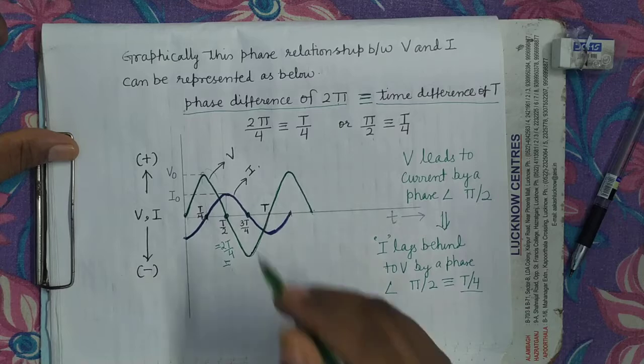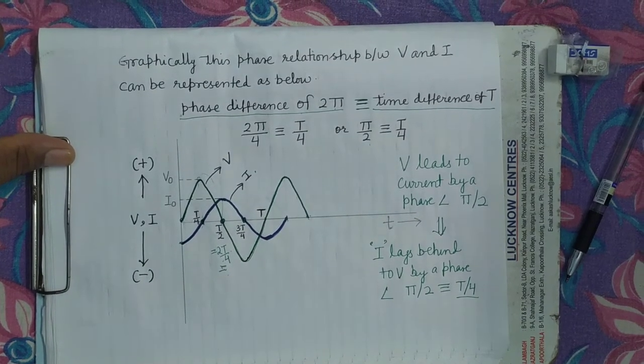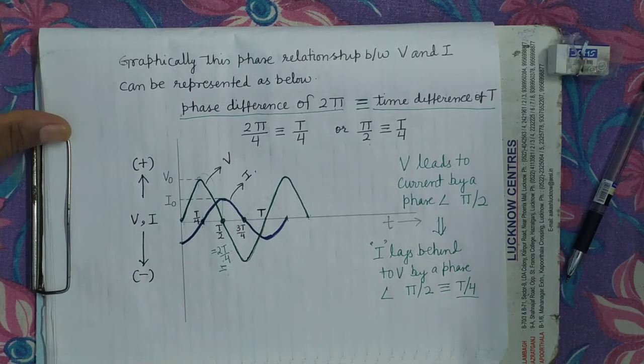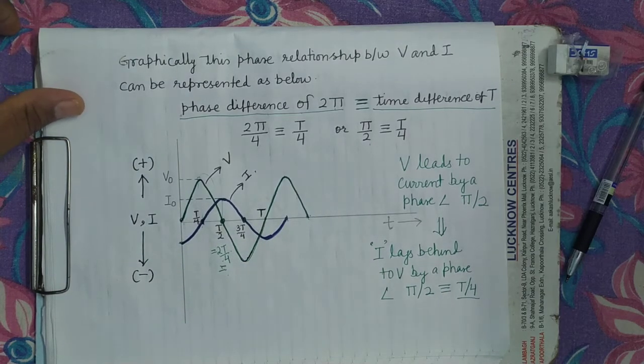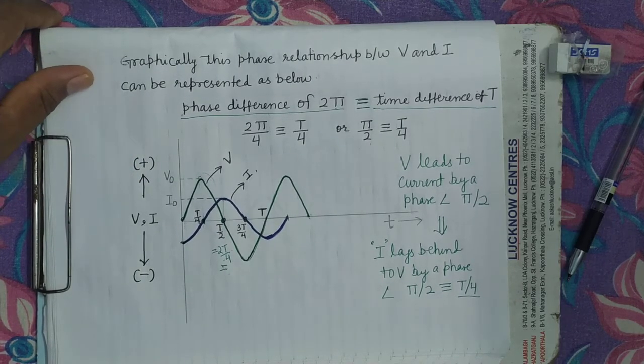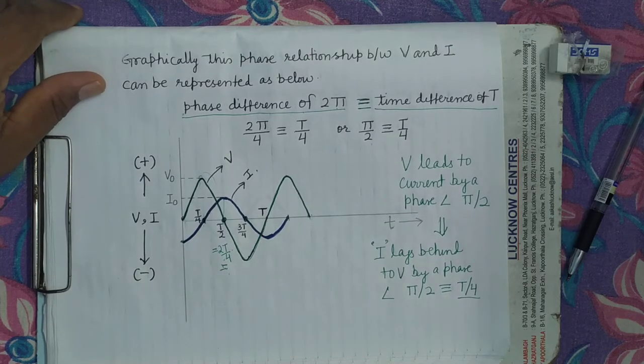Voltage becomes 0 at time T by 2, that is 2 times of T by 4. Current becomes 0 at 3 times of T by 4, means after time T by 4. So this is the graphical representation of V and I in a pure inductive circuit.